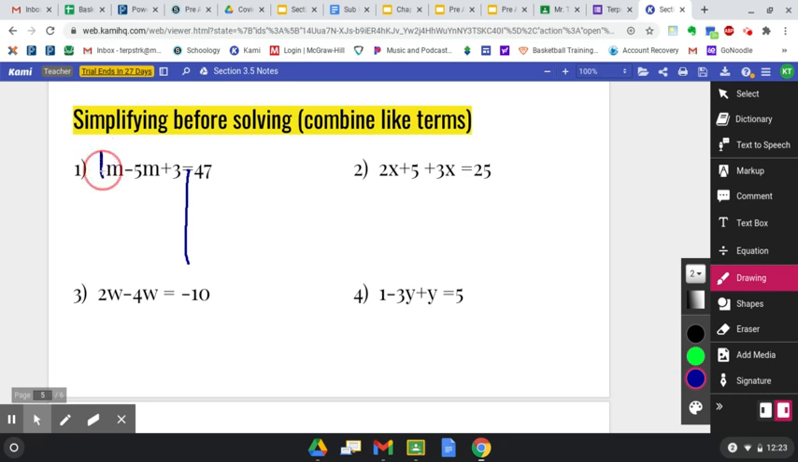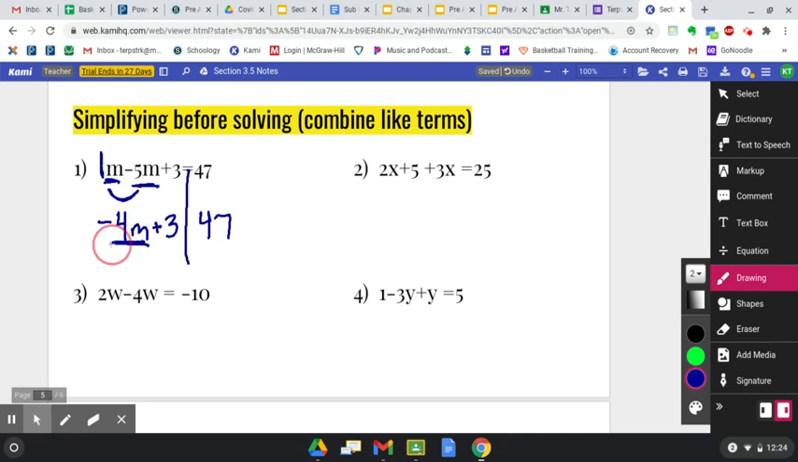Again, if there's no coefficient, it's just a 1. So I can see here on the left side, I have two variable terms, and I want to combine them into 1. So I have a 1 and a minus 5. So if I combine that, that's negative 4m, right? I still have plus 3. So I have a variable term and a number term, okay? So now I'm ready to do my two-step equation.